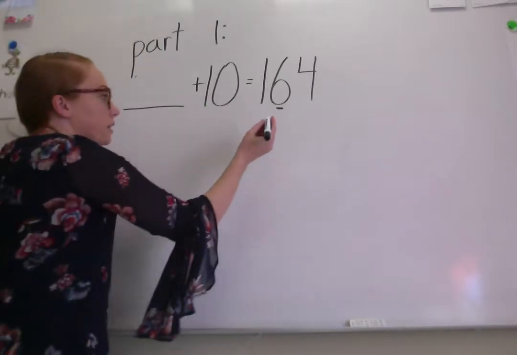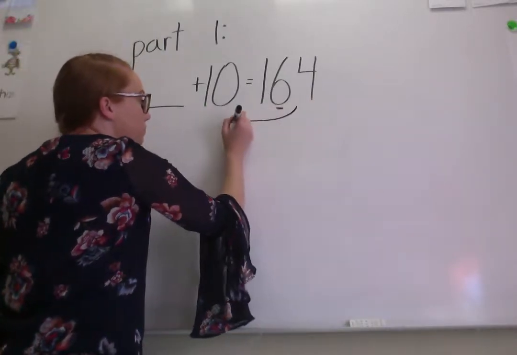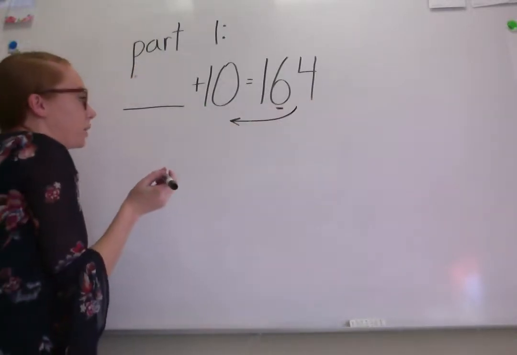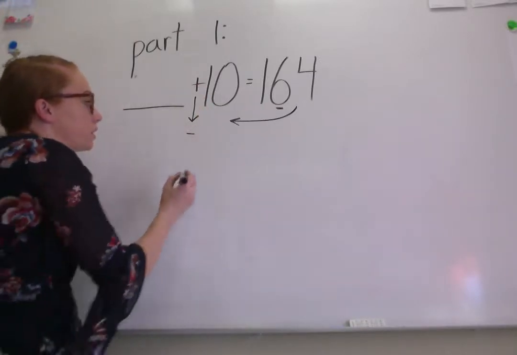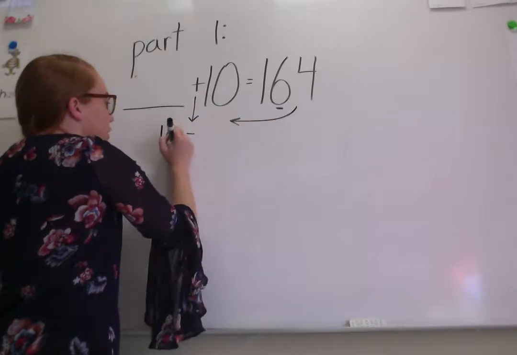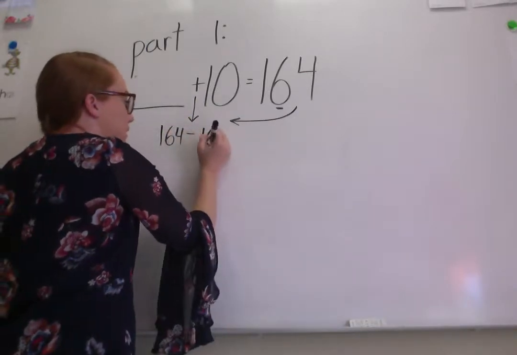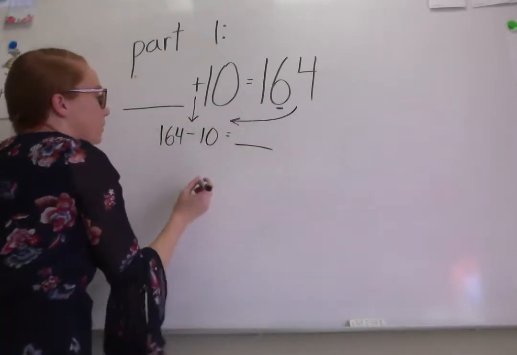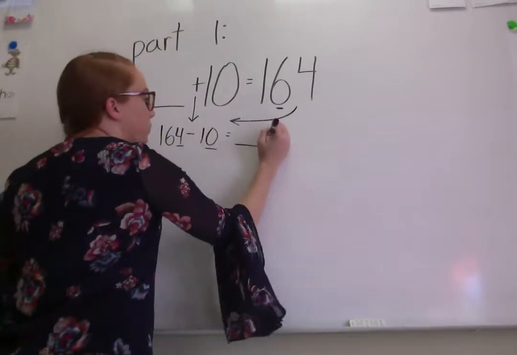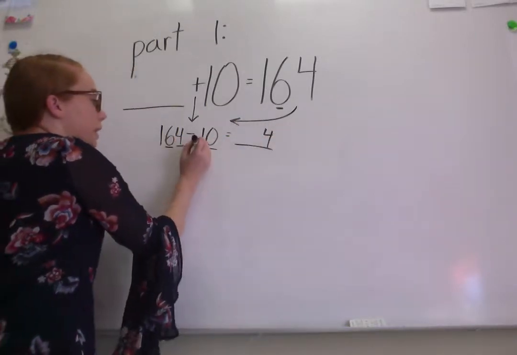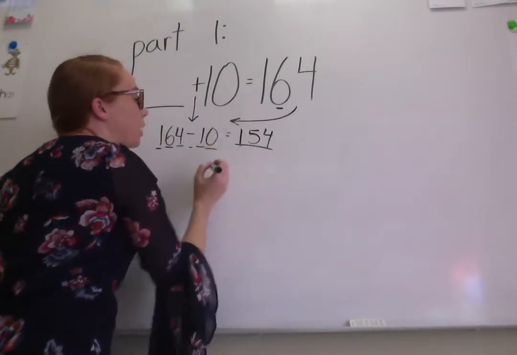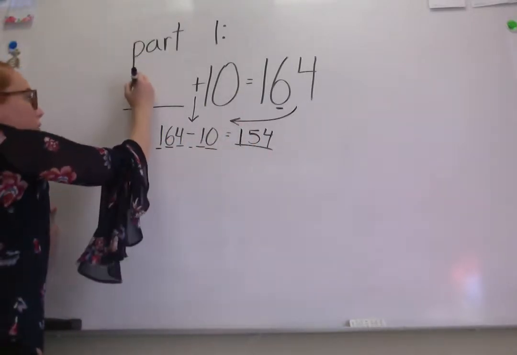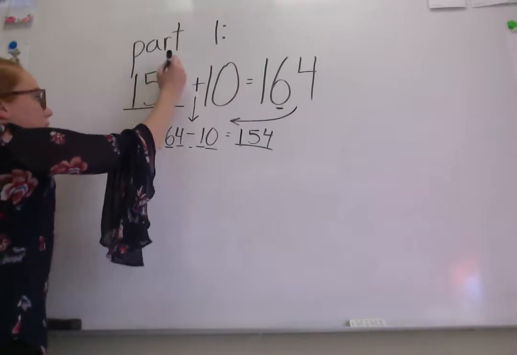Or I like for the kids to think of it backwards as well. If the kids are working backwards, it would change into subtraction. So if you have 164 minus 10, 4 minus 0 is 4, 6 minus 1 is 5, 1 minus nothing is still 1. 154 would be the answer.